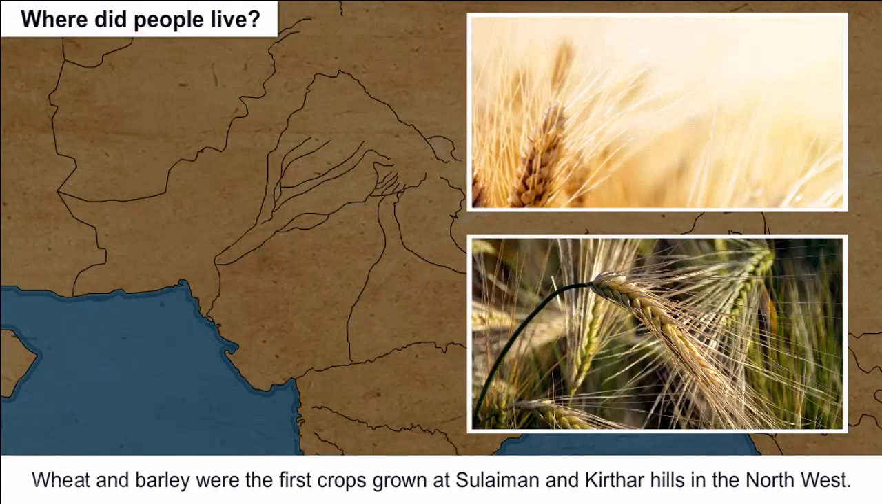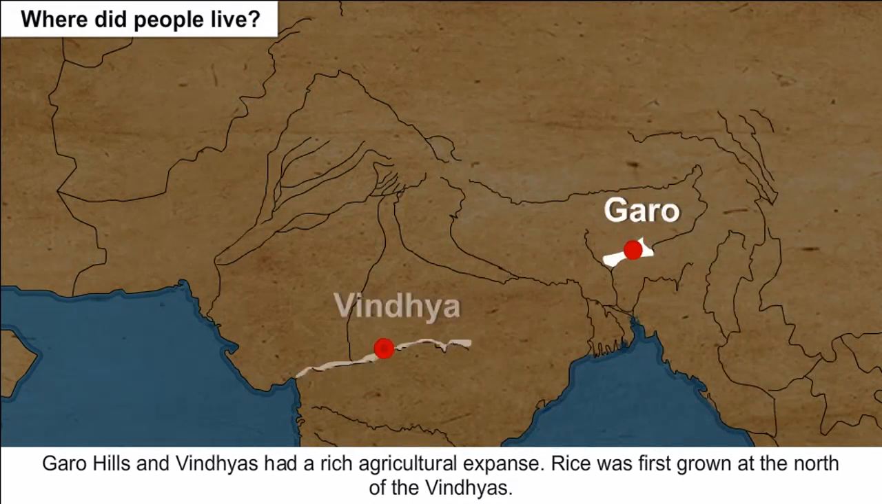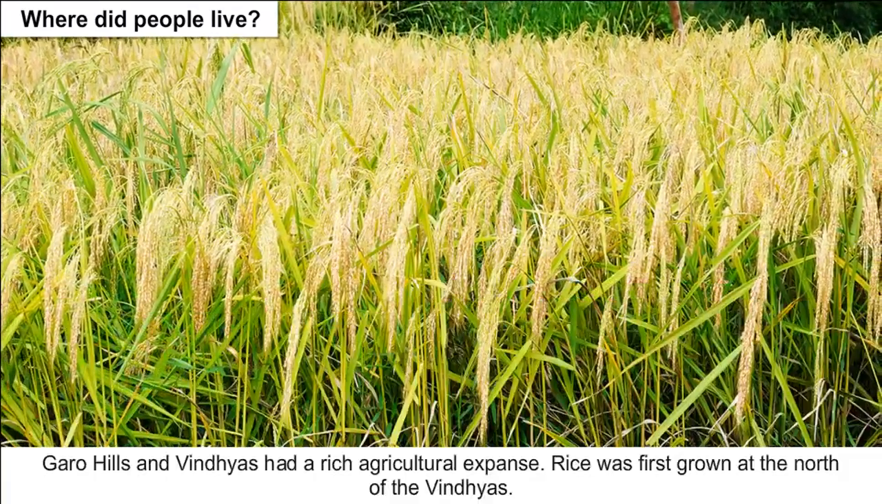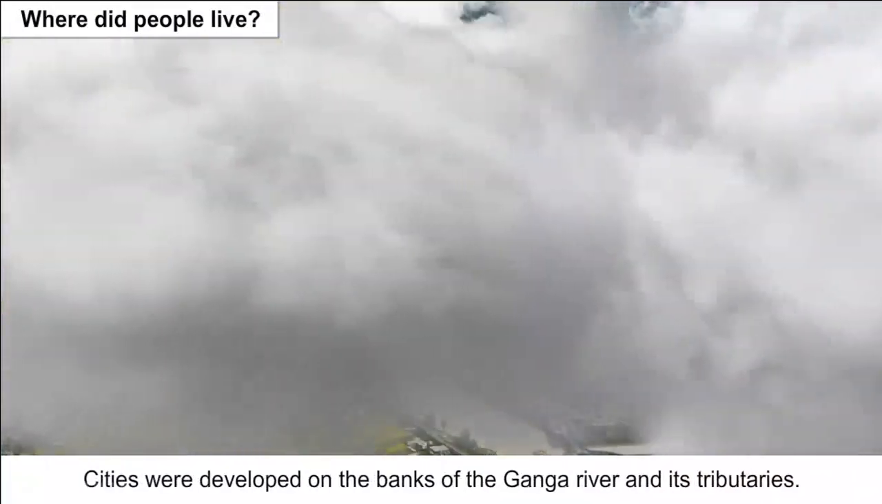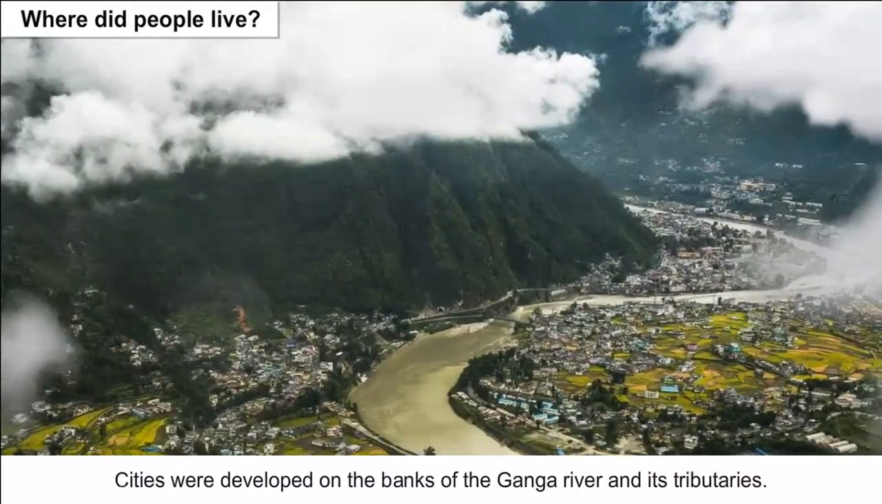Wheat and barley were the first crops grown at the Suleiman and Kirthar hills in the northwest. The Garo hills and Vindhyas had a rich agricultural expanse. Rice was first grown at the north of the Vindhyas. Cities were developed on the banks of the Ganga river and its tributaries.